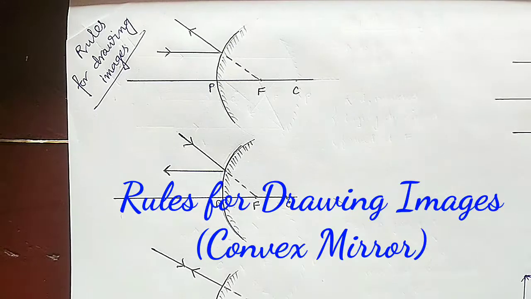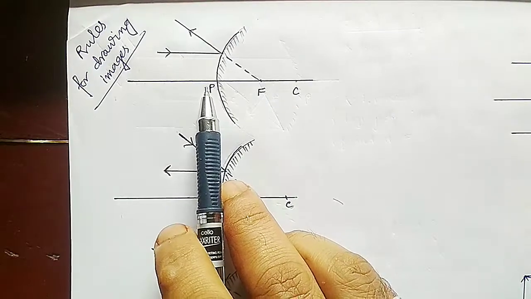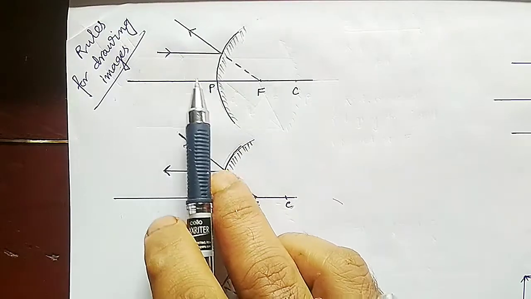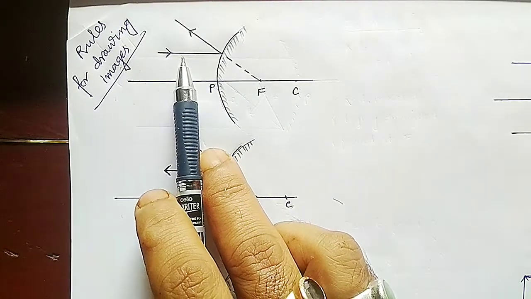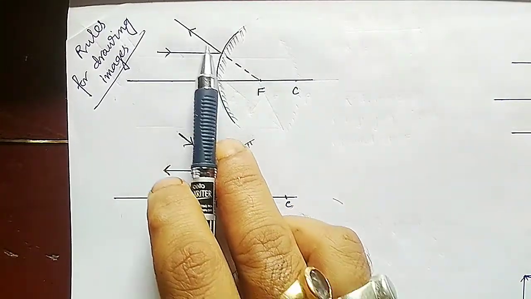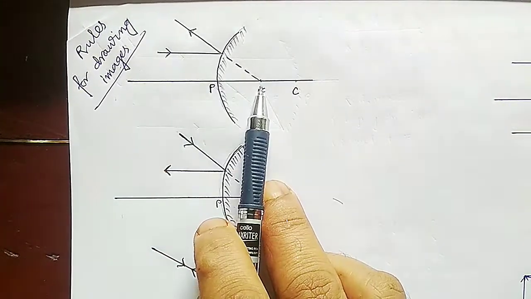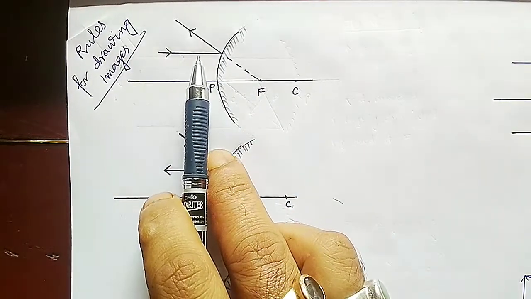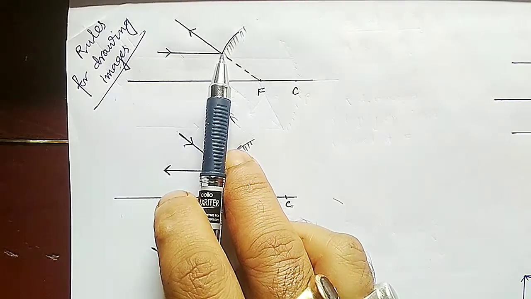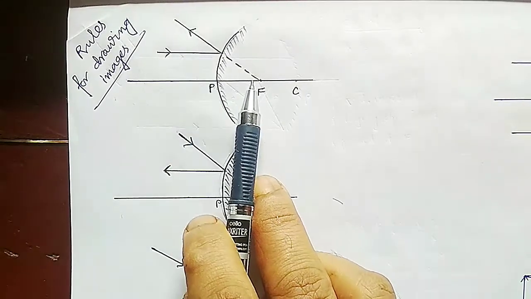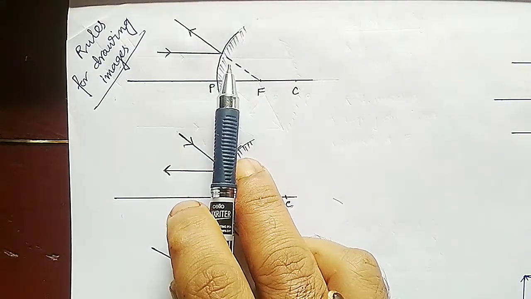Now let me discuss the rules for drawing images for a convex mirror by ray diagrams. So rule number 1 is that any ray of light traveling parallel to the principal axis of a convex mirror, after reflection, appears to diverge from the principal focus of the convex mirror. So here the ray will come like this. After that, from this point it will reflect and diverge this way, and it will appear as if it is coming from the principal focus. That's why we have given dotted lines.